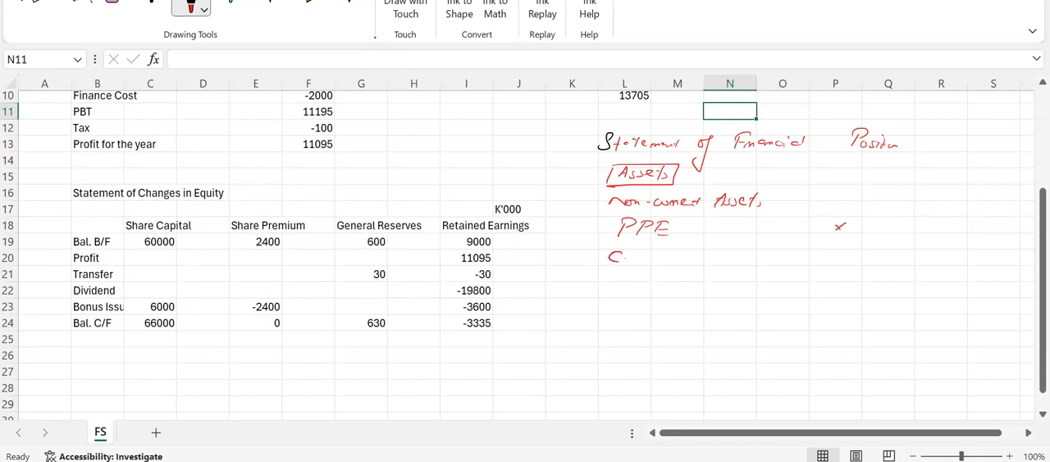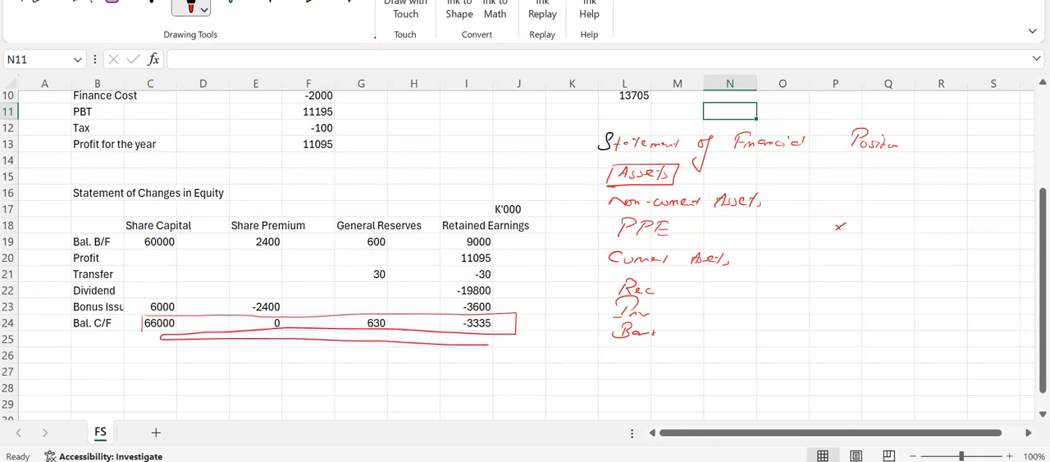Okay, then we go through the current assets. In the current assets, we have the receivable balance. Okay, we have the inventory, and we have the bank. So we write the inventory first and the receivable and then the bank. Okay, and then we get the total assets, and then the equity section. Equity section is this one, directly goes to the statement of financial position. All these figures directly goes to the statement of financial position.